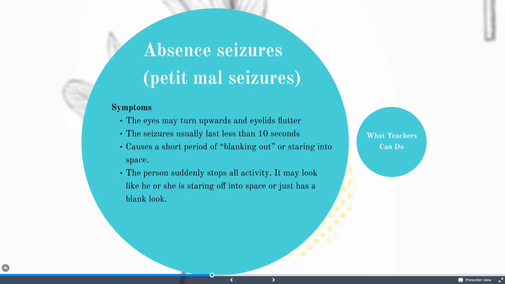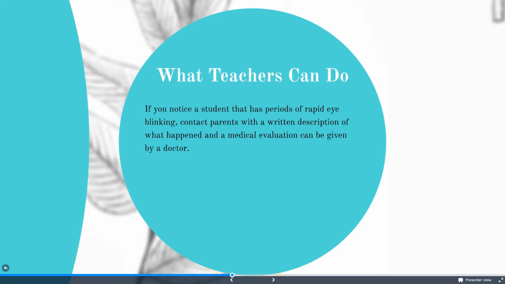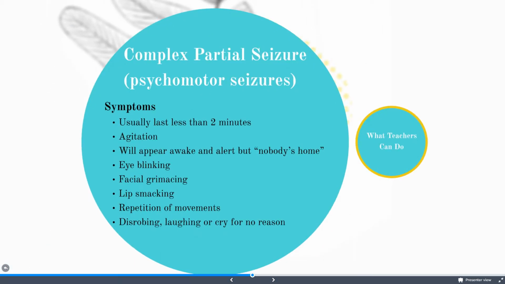Absence seizures. These are not as terrifying and less visible, but basically the eyes may turn upwards and the eyelids flutter. They're not as severe as the grand mal seizures, but these seizures normally last about 10 seconds, and cause a short period of blanking out or staring into space. The person suddenly stops all activity, and it may just look like he or she is staring off into space or has a blank look. But what you can do is document this and let the parents know, and they can go forward with a medical evaluation.